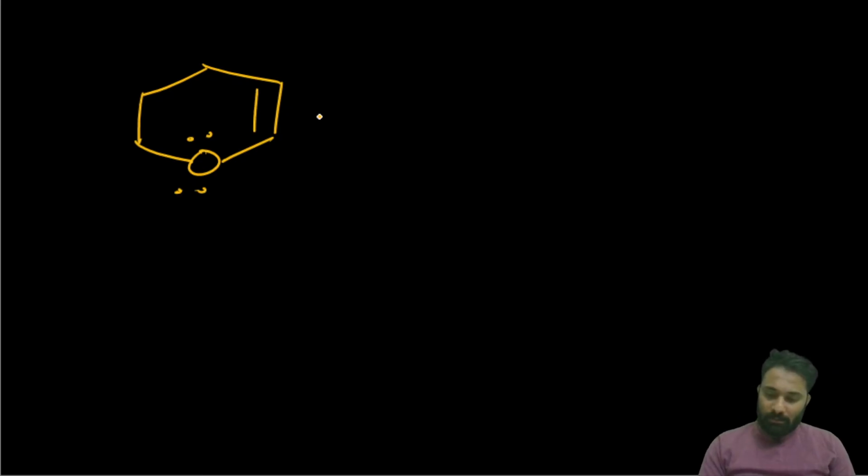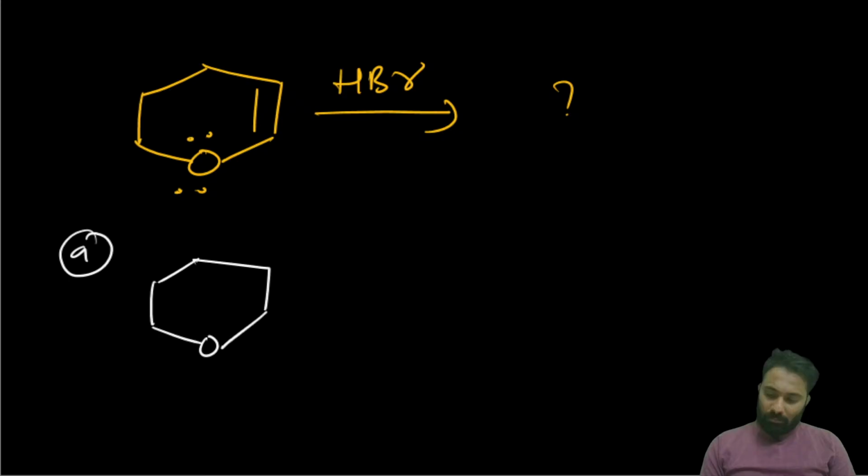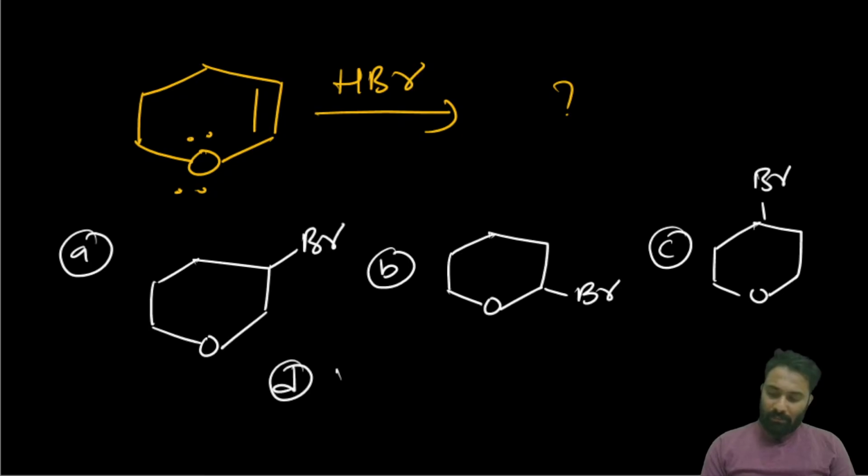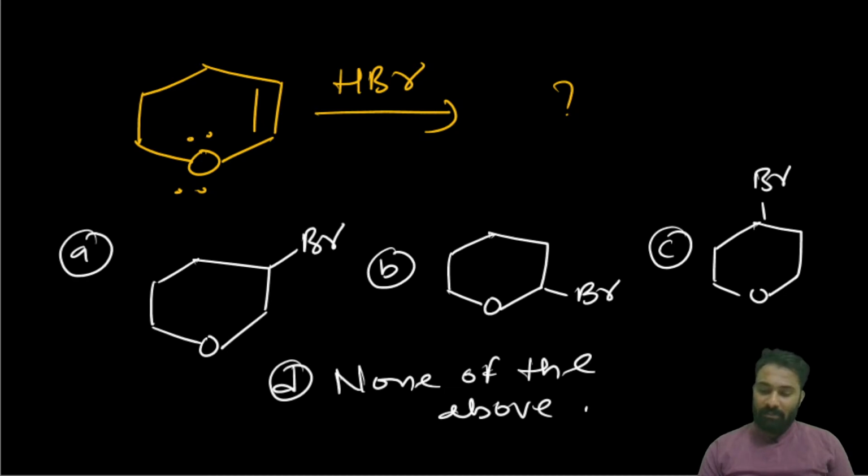Here they have given HBr. Now what is the product? Option A is this one. Now option B is this one. Now option C is this one, and option D none of the above. Among A, B, C, which is the stable product and which is the correct product?